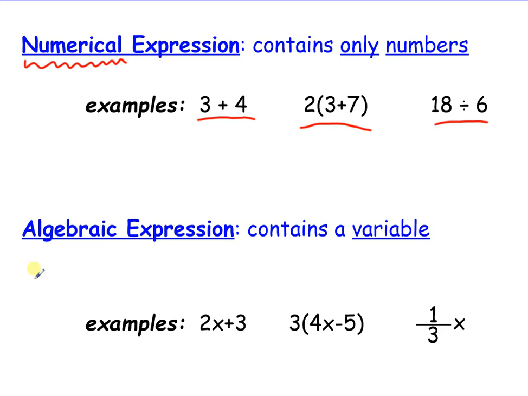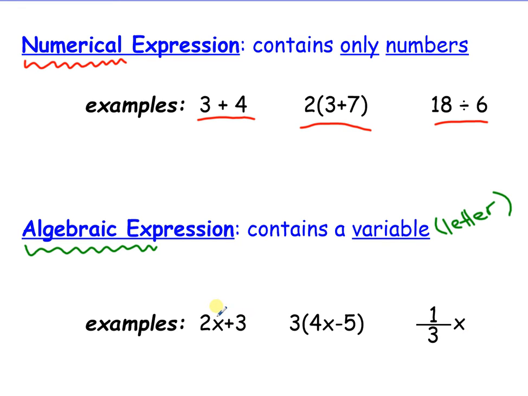But now we're going to move into algebraic expressions. An algebraic expression is the same thing as a numerical expression, except it contains something called a variable. A variable we're going to talk about later, but it's a fancy name for letter. Okay? So if you look down here, instead of 2 plus 3, you have 2x plus 3. Over here, instead of just a distributive property with numbers, you have 3 parentheses 4x minus 5 close parentheses. And then here you have 1 over 3x.